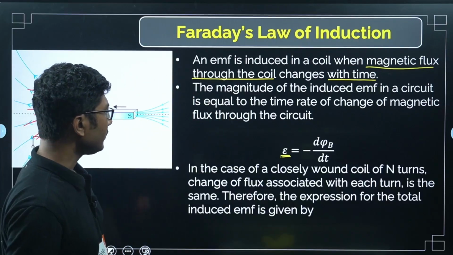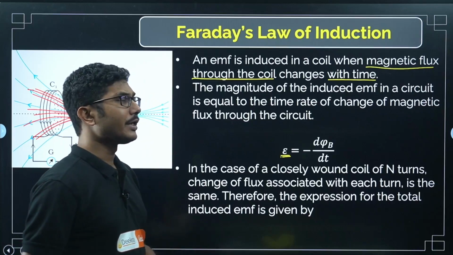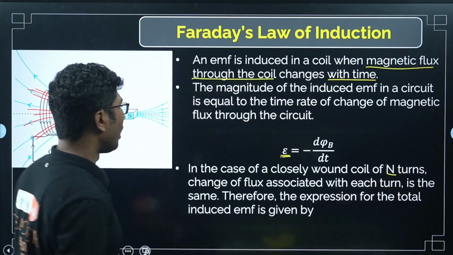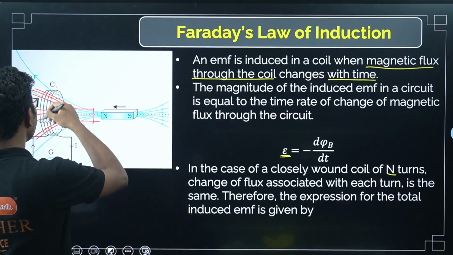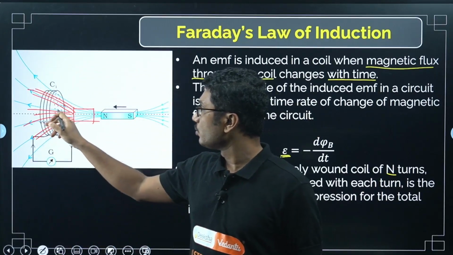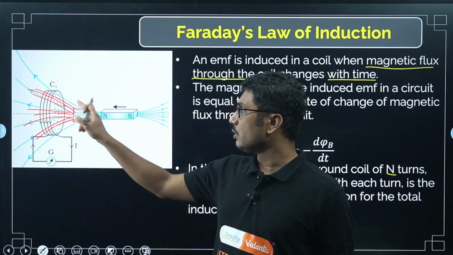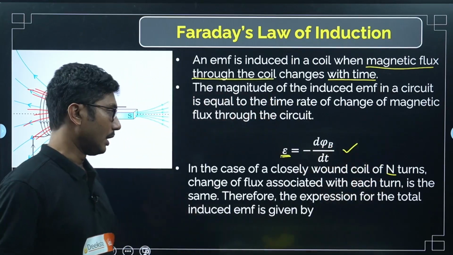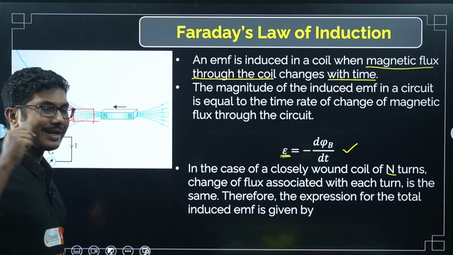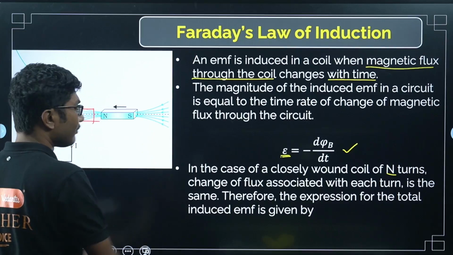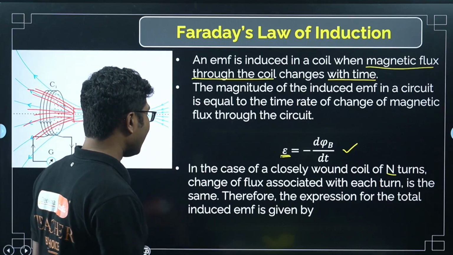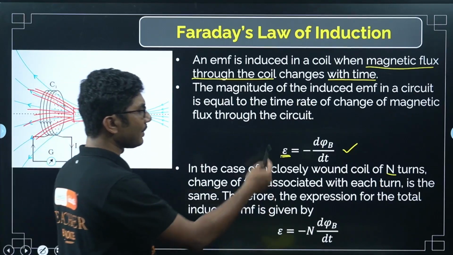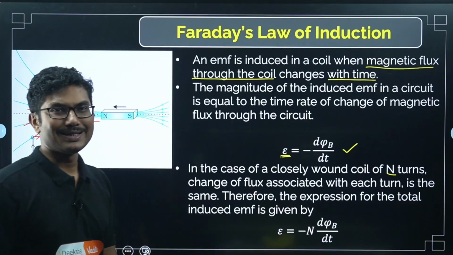Now, in the case of a closely wound coil of n number of turns: suppose only one coil was there. Here we have shown 1, 2, 3, 4 coils. If only one coil was there, this would have been the formula. But instead of one coil, if there are n turns, for example here 4 turns are shown, the EMF associated is given by this formula. Only a simple thing: you have to multiply with this n.